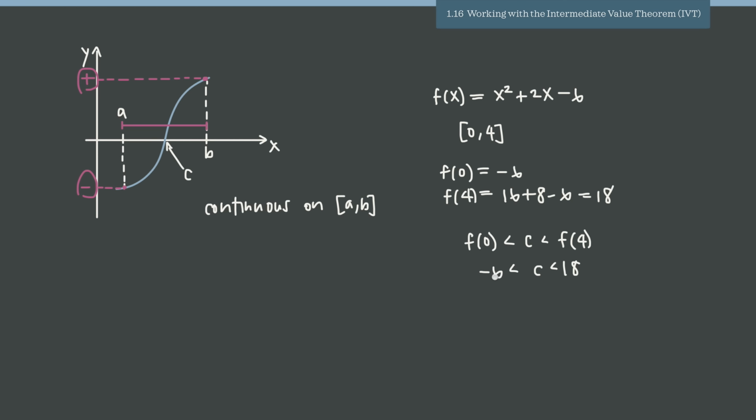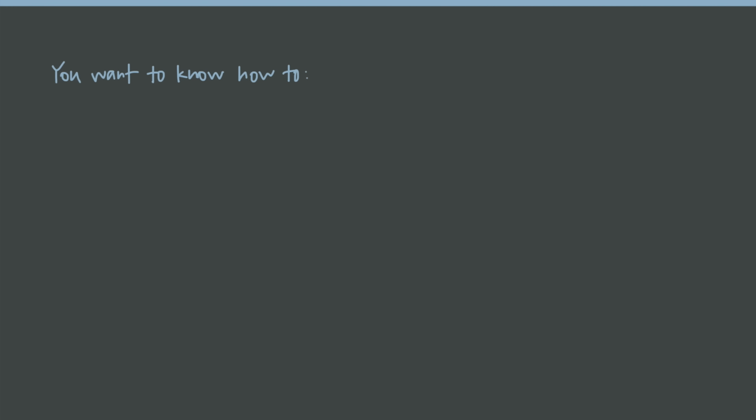simply because of the fact that we found a negative value for the left side of the interval and a positive value for the right side of the interval. We know by the intermediate value theorem that the function has a root somewhere inside this interval, that it crosses the x-axis somewhere between 0 and 4, and we call that point x equals C. Okay, so that's everything for Unit 1.